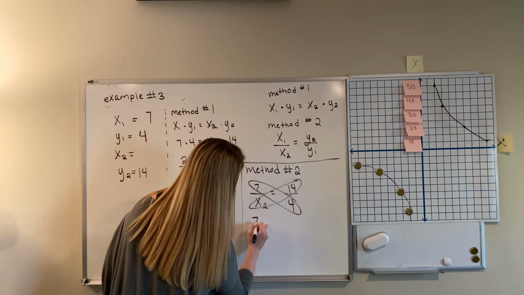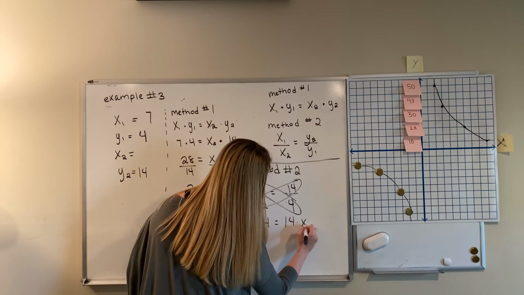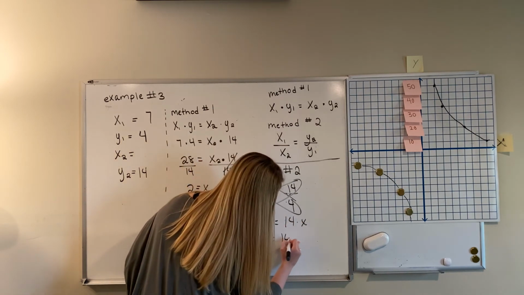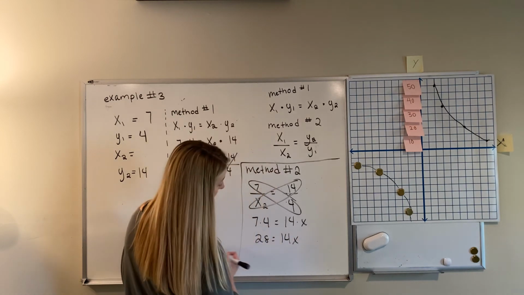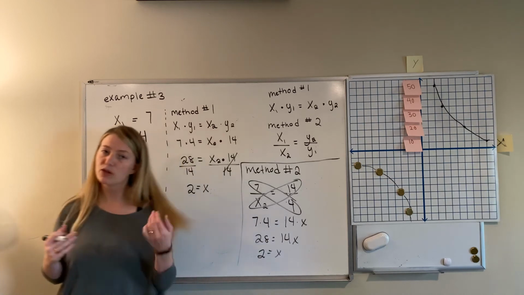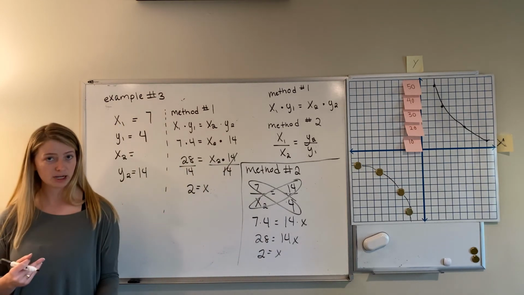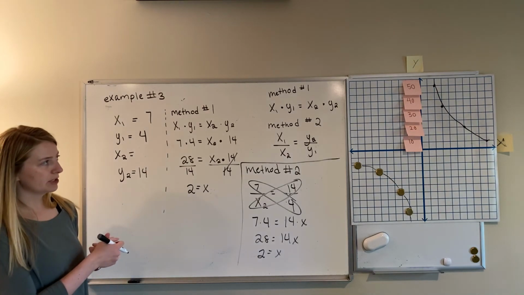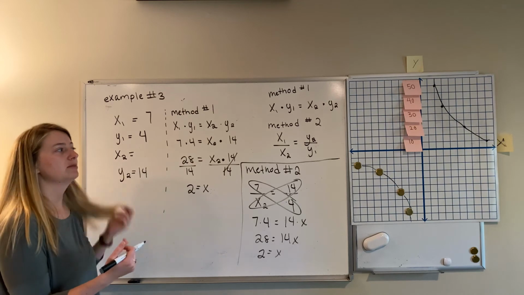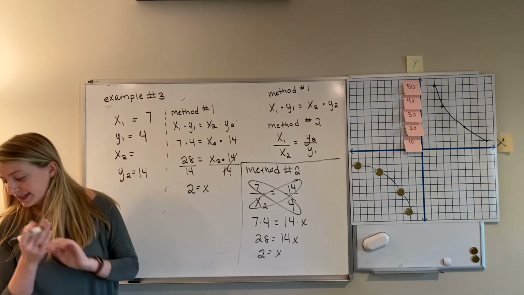Now we're going to use our cross products to solve for x. So we're going to end up with 7 times 4 is equal to 14 times x. 7 times 4 is 28 again. Set that equal to 14x. Divide 14 out onto both sides. 2 is equal to x. So both method 1 and method 2 will bring you back to the same answer. It's just which one you think is simpler. Like I said, I think method 1 is simpler, but you're welcome to use method 2 as well. Alright, let's look at example 4 now.